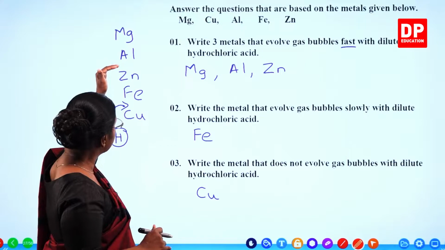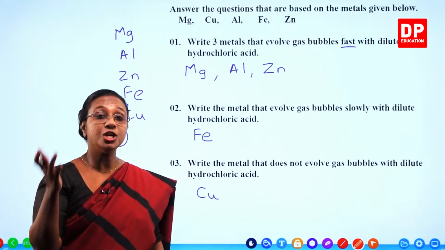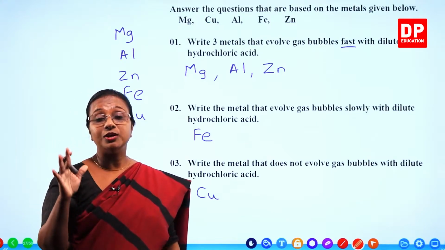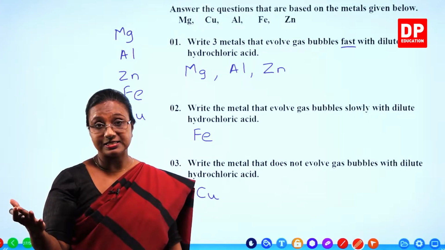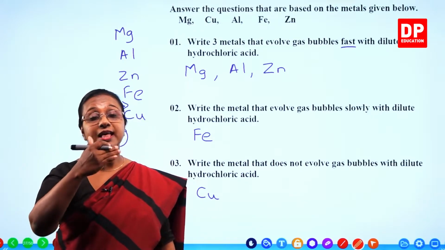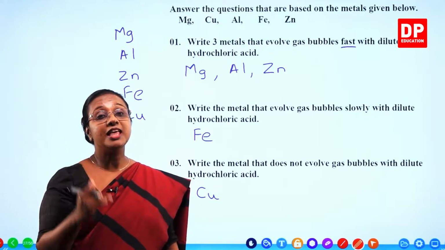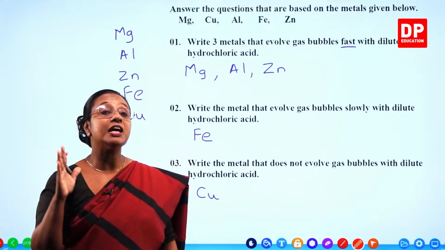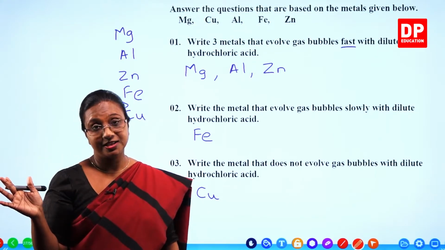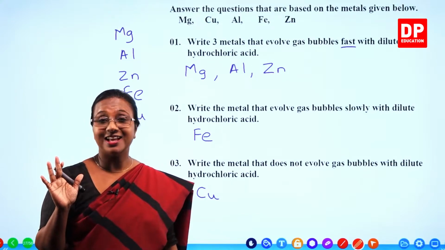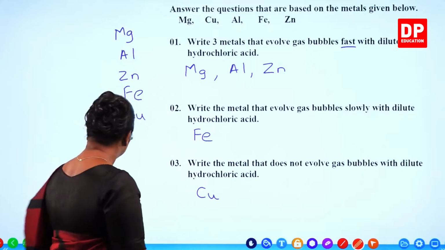The metals that are above hydrogen displace hydrogen, a single displacement reaction. So the metal reacts with dilute hydrochloric acid to evolve or liberate hydrogen gas. But metals like copper that are below hydrogen are less reactive than hydrogen. Therefore, they do not react with dilute acids and they don't displace hydrogen. Now you can understand that. So with that students, I will move on to the next slide.